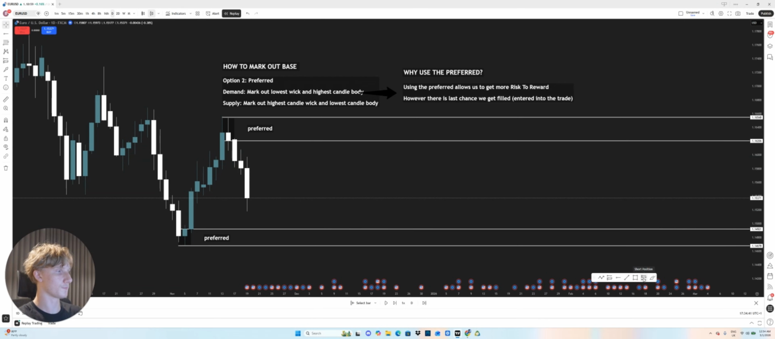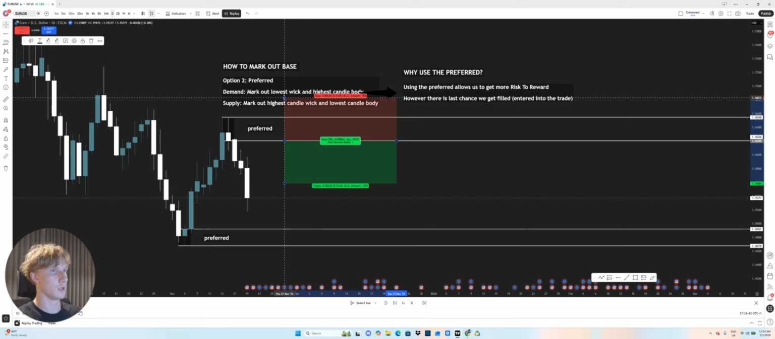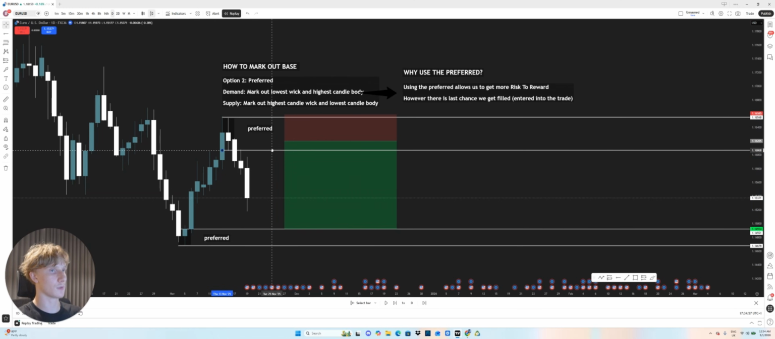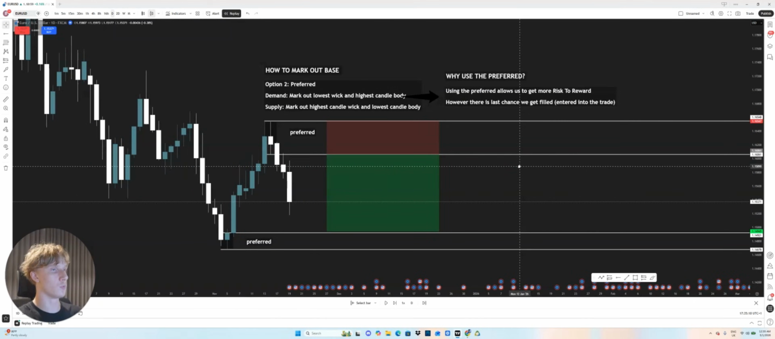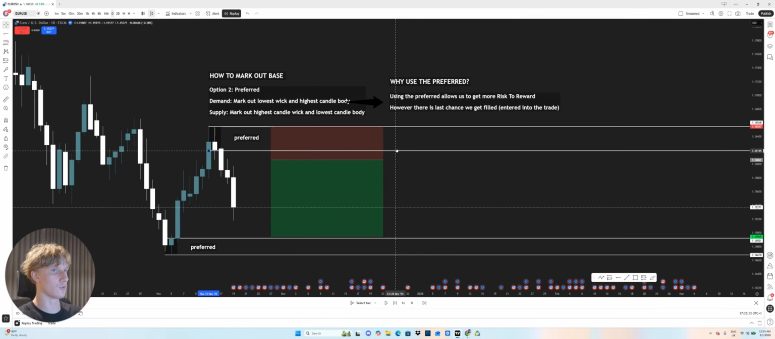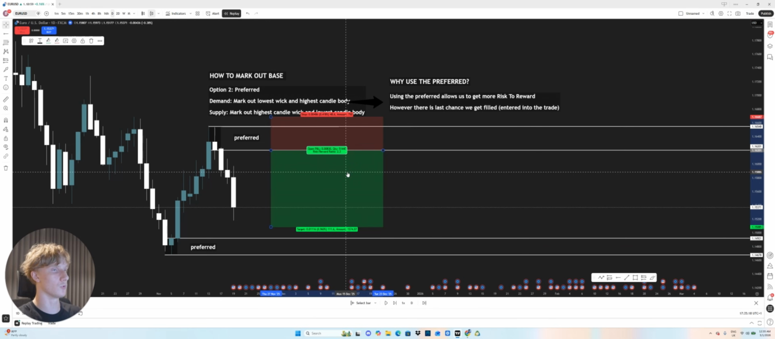So with this right here, if we go ahead and mark out this position, if we are working with the preferred, then all the way down to this demand, so targeting this demand, we would get a 1 to 3.37. However, if we are working with the wider, then we would instead get a 2R essentially. Okay. So what we're doing by using the preferred is we are increasing the amount of money that we would be making. We're increasing our RR, risk to reward.